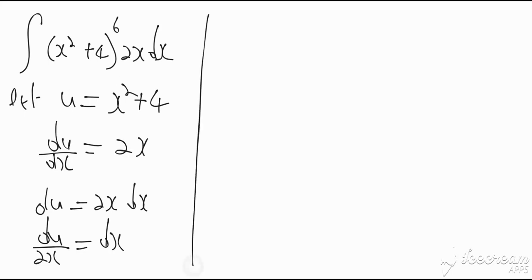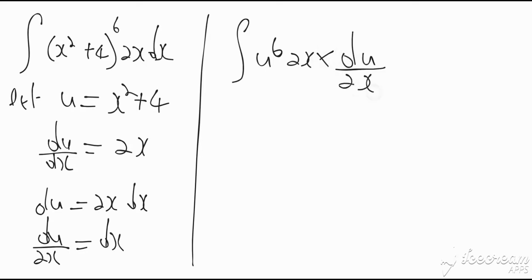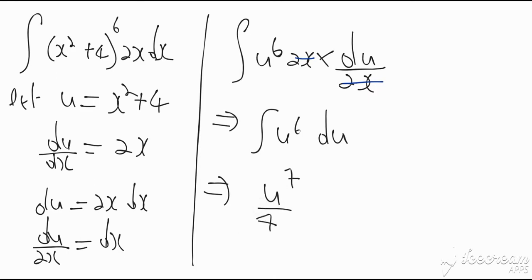Now we can sub this inside of the function. So it becomes the integral, the x squared plus 4 becomes u, so we have u to the 6 times 2x, and of course we replace the dx by du over 2x. Now look at what happens. 2x takes out that 2x there. So this becomes the integral of u to the 6 du. Of course, when I integrate that, I'm simply going to have u to the 7 over 7 plus c.